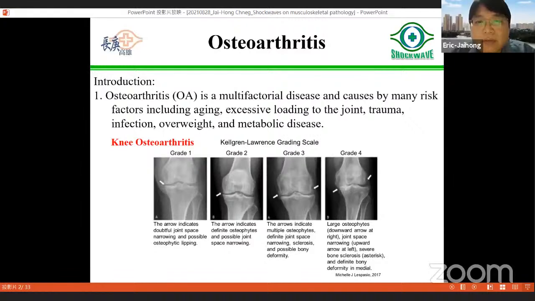According to the Kellgren-Lawrence grading scale, we can see knee osteoarthritis can be divided into 4 grades. In grade 1, you can see in this X-ray film doubtful joint space narrowing and possible osteophytic lipping. In grade 2, we can see definite osteophytes and possible joint space narrowing. In grade 3, multiple osteophytes, definite joint space narrowing, sclerosis, and possible bony deformity can be found. And in grade 4, large osteophytes, marked joint space narrowing, severe sclerosis, and definite bone deformity.